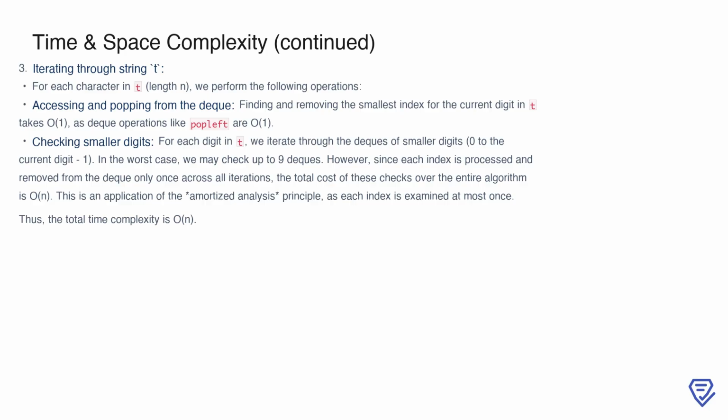Second, we check for smaller digits to ensure that the transformation constraints are satisfied. For this, we iterate through the deques of all smaller digits, from 0 to the current digit minus 1. While this might seem expensive at first glance, each index in these deques is processed and removed only once during the entire algorithm. By using amortized analysis, we can conclude that the total cost of these checks across all iterations is O(n). Therefore, when we combine these steps, the overall time complexity of the algorithm is O(n).